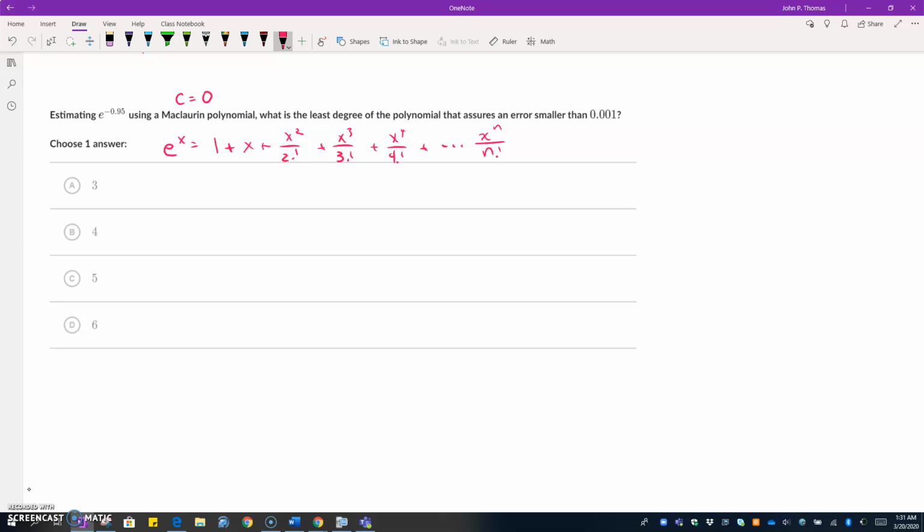Once I have this structure, the first thing I should notice is that, unfortunately, I don't have an alternating series. That means I'm going to have to work with Lagrange error bound. In Lagrange error bound, we know that the structure is the absolute value of f to the n plus 1 of z, over n plus 1 factorial, times x to the n plus 1.